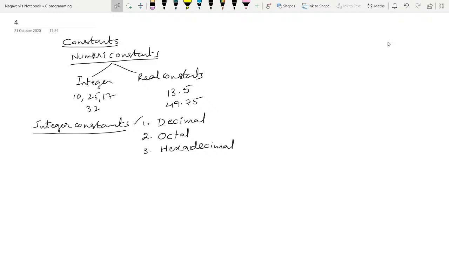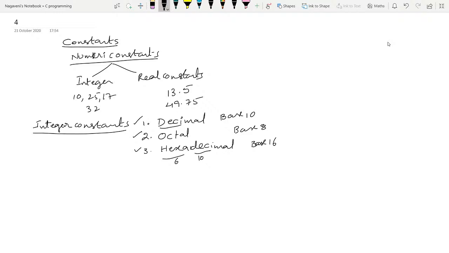Deci means 10, that means here it is base 10. In our real life we are using decimal numbers in our daily life. It is base 10. Octal means, octa is 8, that means base 8. Hexadecimal: deci is 10, hexa is 6, so 10 plus 6, it is base 16.